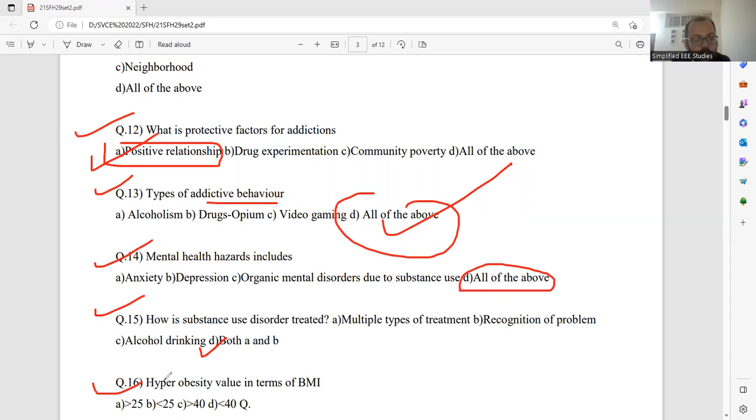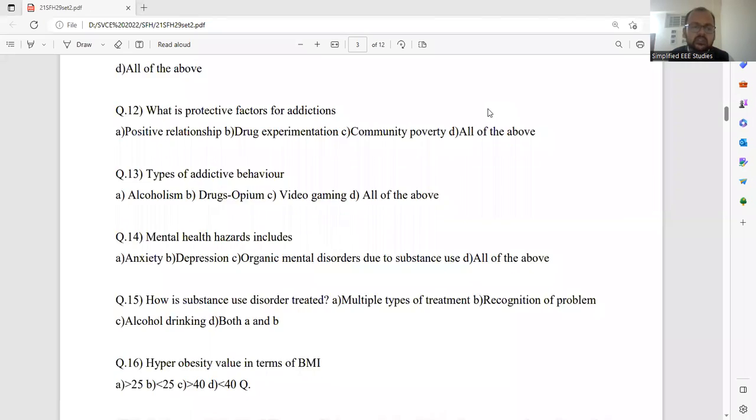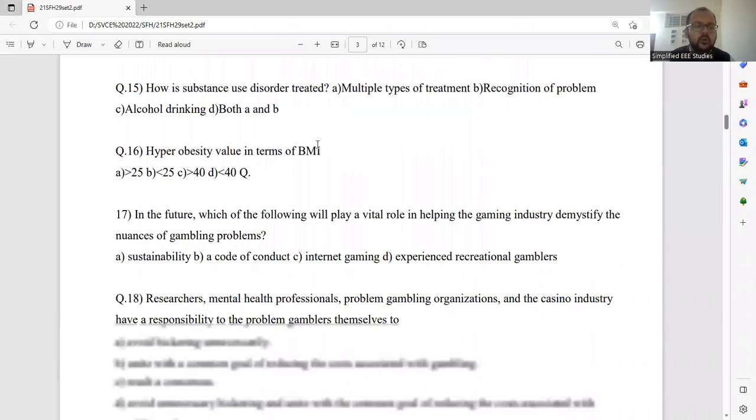Question number 16 is very important. Hyper obesity values in terms of body mass index. I would like to go ahead with option C. The same question was repeated in set one also. I think you remember it. Sometimes they may ask the full form of BMI. What is the full form of BMI? Body mass index. Remember that. So all the possible questions are there. Kindly be cautious.